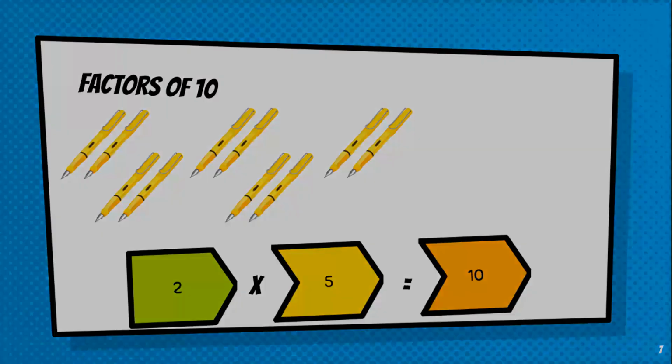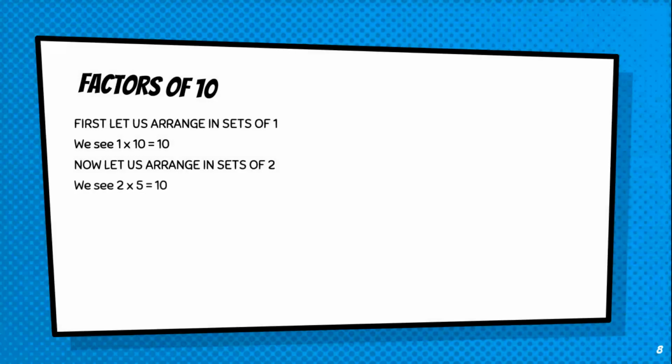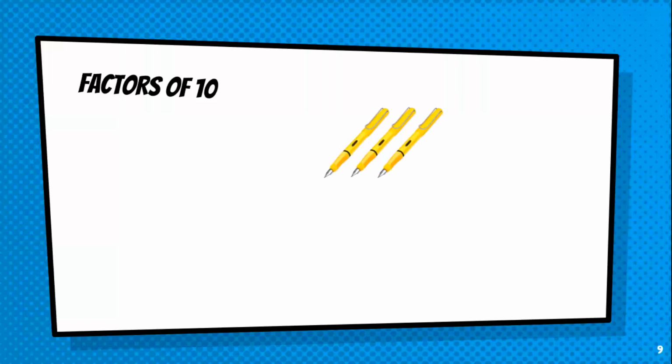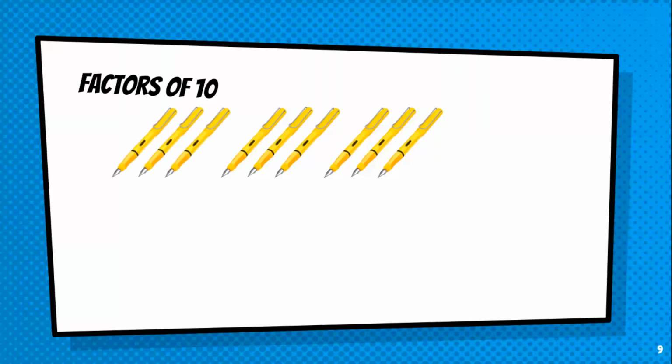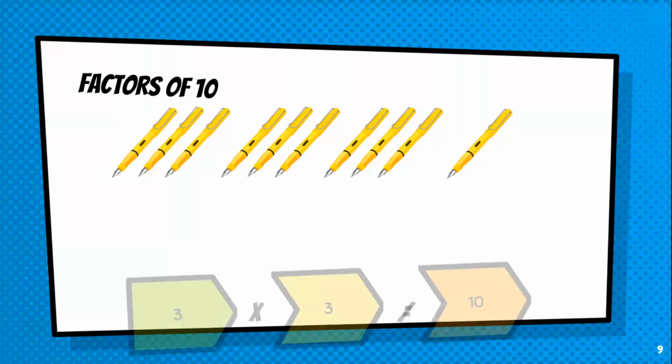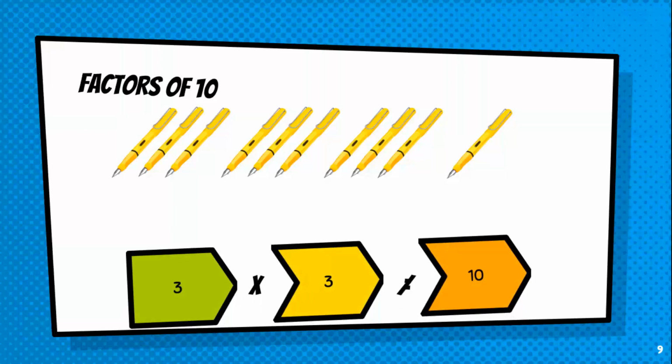Now let us move on and look at the third one, which is sets of 3. Do you think it is going to work? Let's see. The first set of 3, the second set of 3, the third set of 3. How many pens do I have? 9 pens. But what about this last one? Do you think it forms a set? No, it does not form a set. So I cannot say 3 multiplied by 3 is equals to 10. So 3 multiplied by 3 is definitely not equal to 10. So this is not a factor of 10.